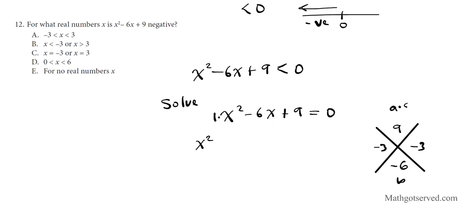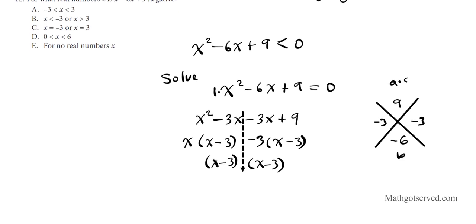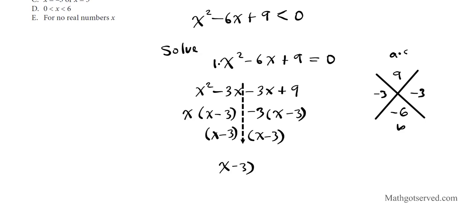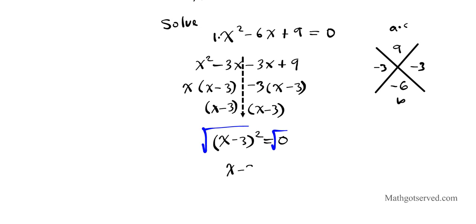So I'm going to have x squared minus 3x minus 3x plus 9. If I factor down the center and factor by grouping, I'm going to have x times x minus 3 minus 3 times x minus 3. So basically we have x minus 3 times x minus 3. So basically we have x minus 3, and if it repeats itself, its square equals 0. To solve this, I'm going to take the square root of both sides to get rid of this square here. That gives me x minus 3 equals 0, and I add 3 to both sides, and I have x equals 3.